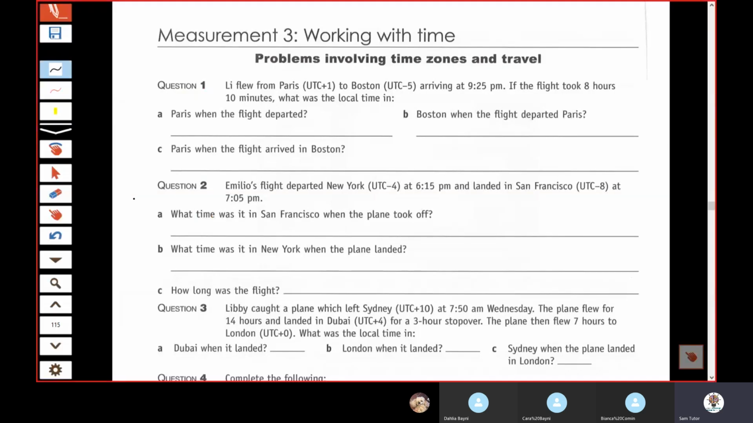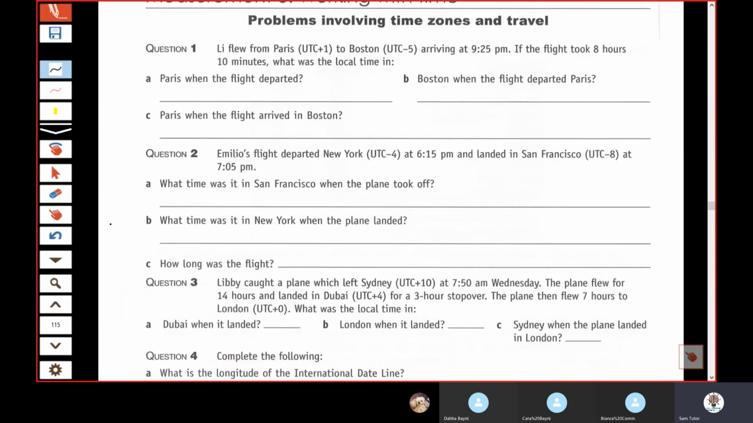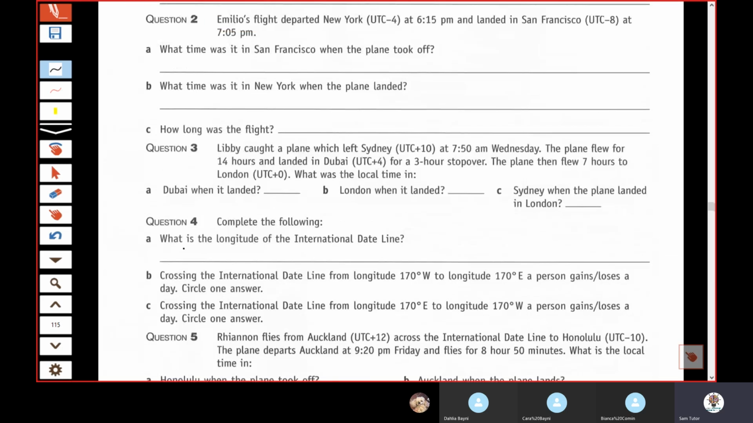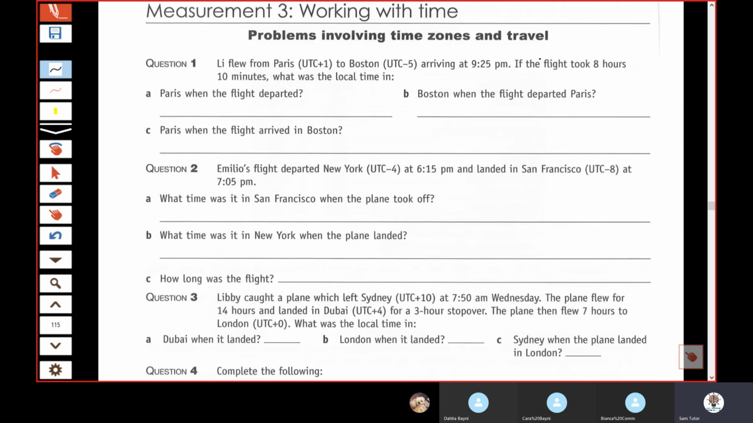Last bit, problems involving time zones and travel. The only difference here is the fact that we're traveling, and we will have to take into account, I guess, the duration of the flight sometimes, depending on the questions.